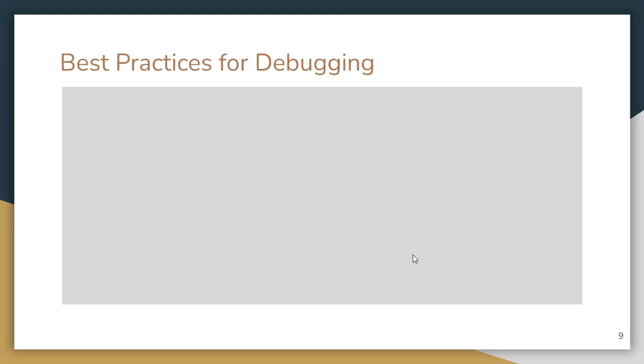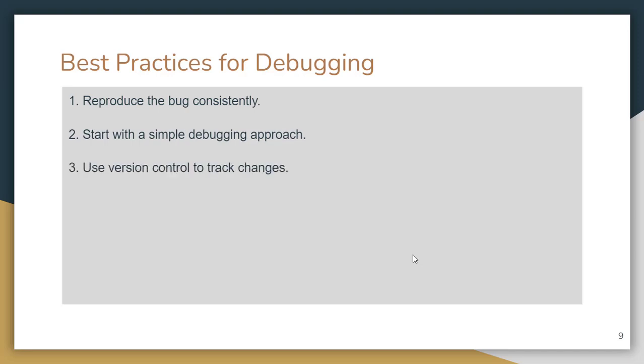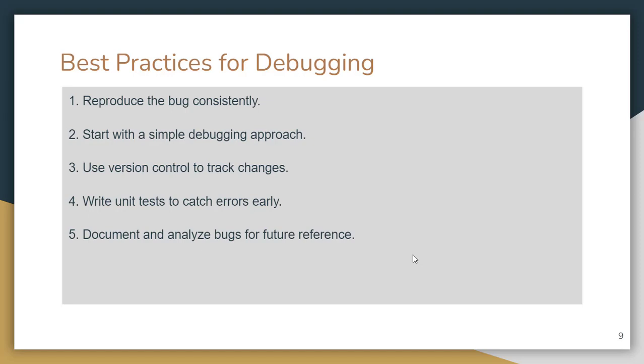Best practices for debugging: reproduce the bug consistently, start with a simple debugging approach, use version control to track changes, write unit tests to catch errors early, document and analyze bugs for future reference.